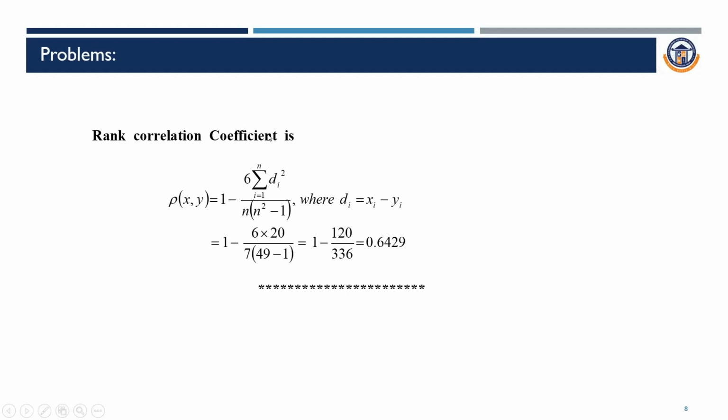The rank correlation coefficient formula is this. Then finally we substitute the summation di square. We write it from the table. Then n, here number of data is 7. So n square minus 1, 49 minus 1. So final answer is 0.6429. So rank correlation coefficient also lies between minus 1 and plus 1.